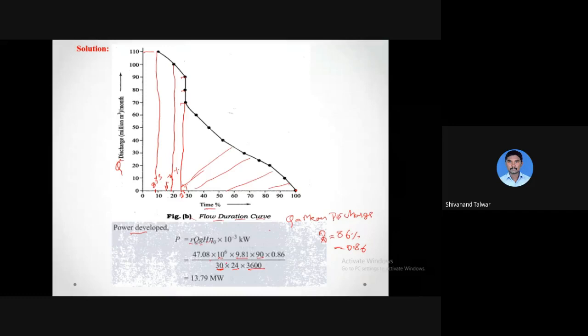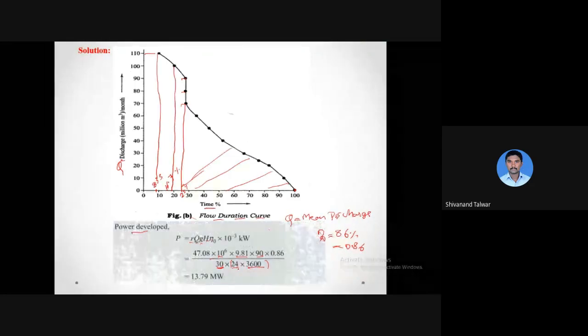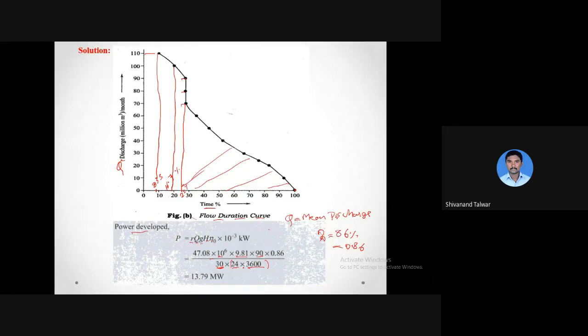So 30 days there, 30 is there. Okay, so since we are dividing by 30 and days, we have to convert it in terms of hour. So that's why I am multiplying 24 into 3600. 24 hours. Okay, then 60 minutes and 60 seconds. So this is 60 minutes by 60 seconds.